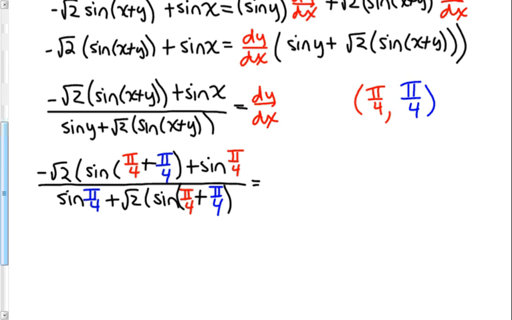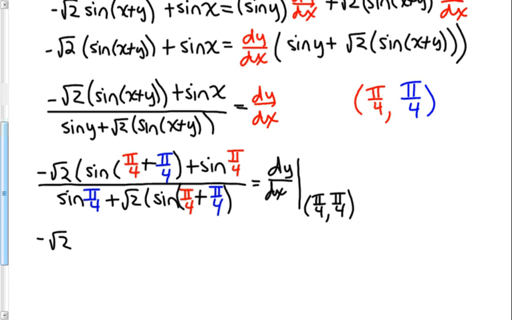And this is dy/dx, and it's dy/dx at pi over 4 comma pi over 4. So this is how I can write that I'm finding the derivative at a point. You put this line after it, a large line, and at the bottom of the line you put the point where you're evaluating. So let's simplify this some more.